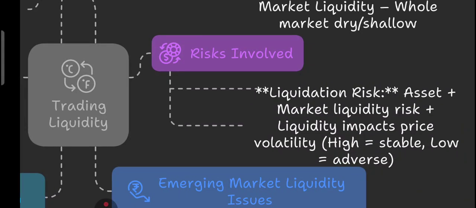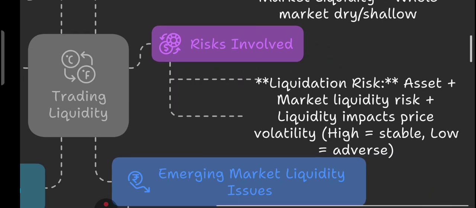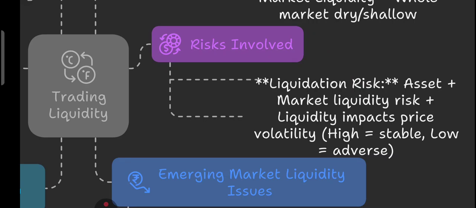And remember, the lower the liquidity, the higher the price volatility. Try to understand this, very important. Liquidation risk includes two things: asset risk plus market liquidity risk. Suppose liquidity is high, it means the price will stay stable. If there is low liquidity, then the price will swing wildly. That is called adverse movement in the price.